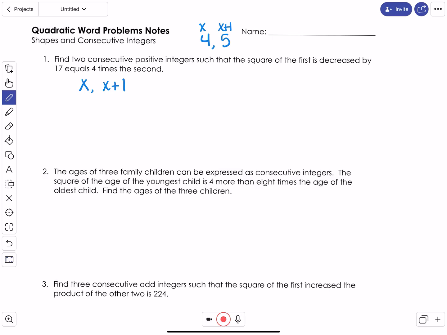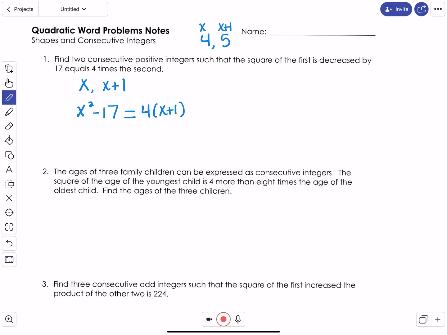Let's go back to the problem. Find two consecutive positive integers such that the square of the first, decreased by 17, so minus 17, equals 4 times the second. So 4 times the second one. Now we have our problem set up, and we just solve for x.